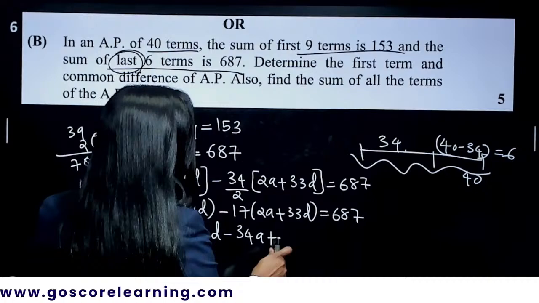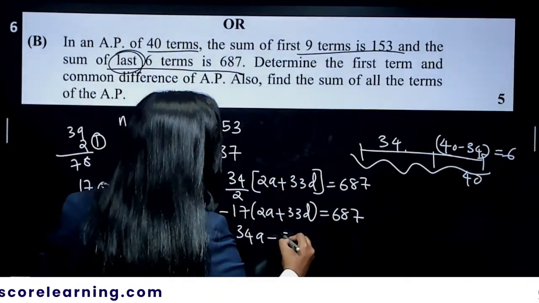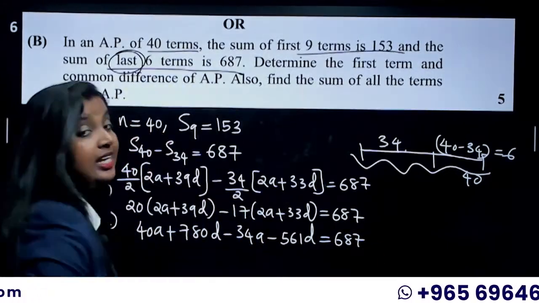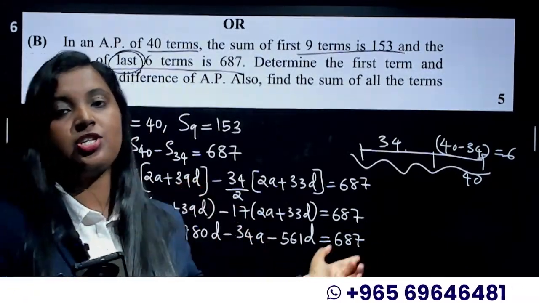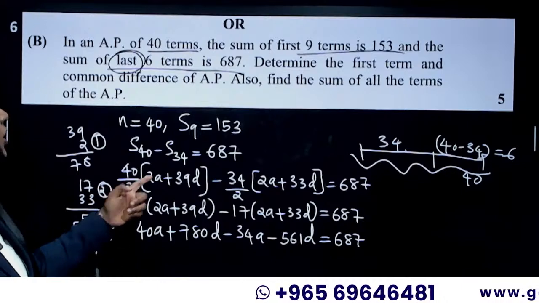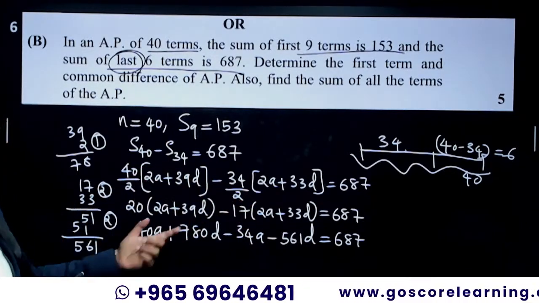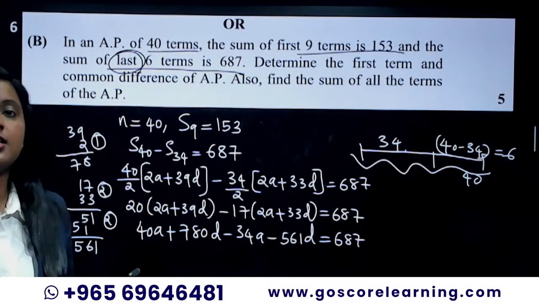561. So 5 not plus, it's minus. Minus 561d is going to be 687. So we got two equations. We had two equations because we were subtracting these two and we got this in this form. Now can we subtract these two?